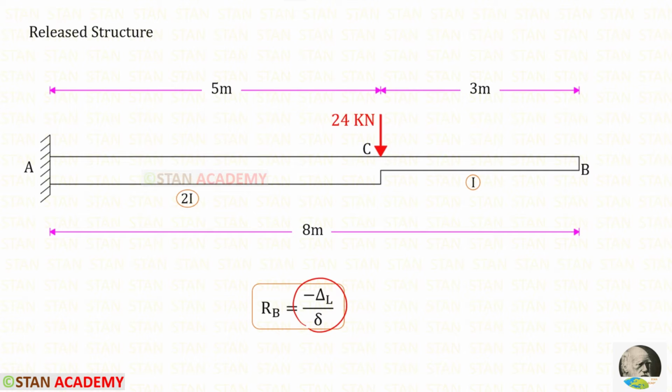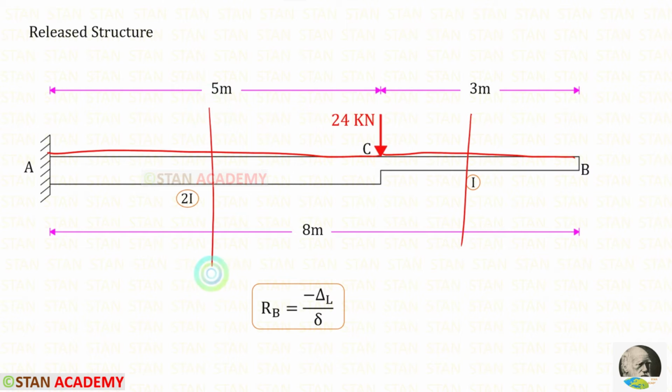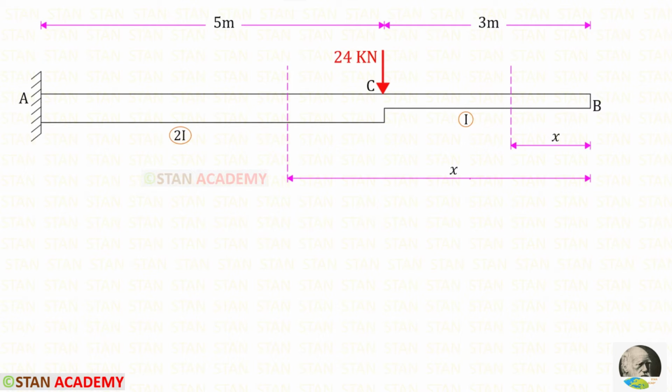In the unit load method, we have to make sections. In this beam, there are two different parts, BC and CA. So we have to make two sections, one in BC and one in CA. You can see that I have made two sections, one in BC and one in CA. I have made both of the sections at a distance of x from the point B.